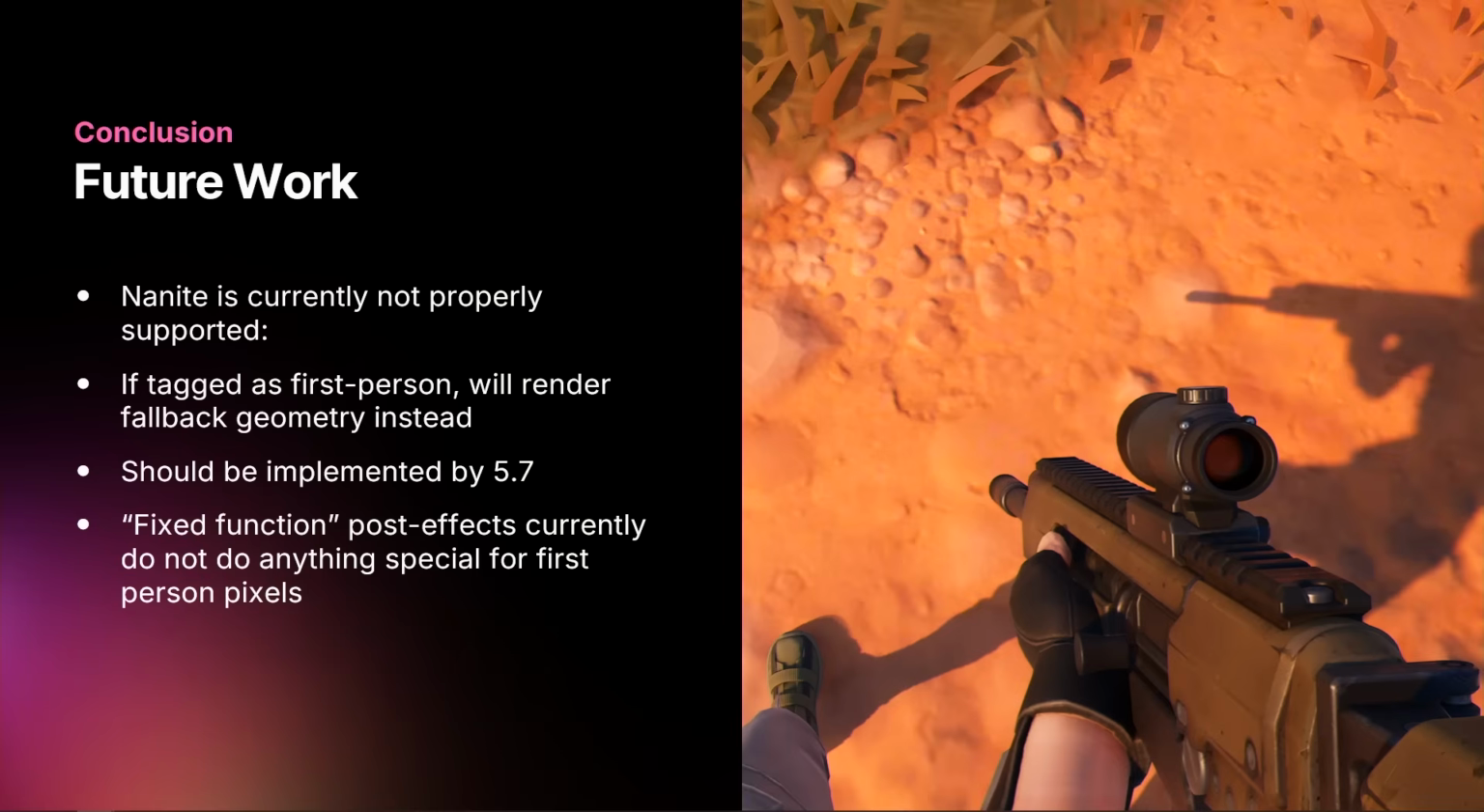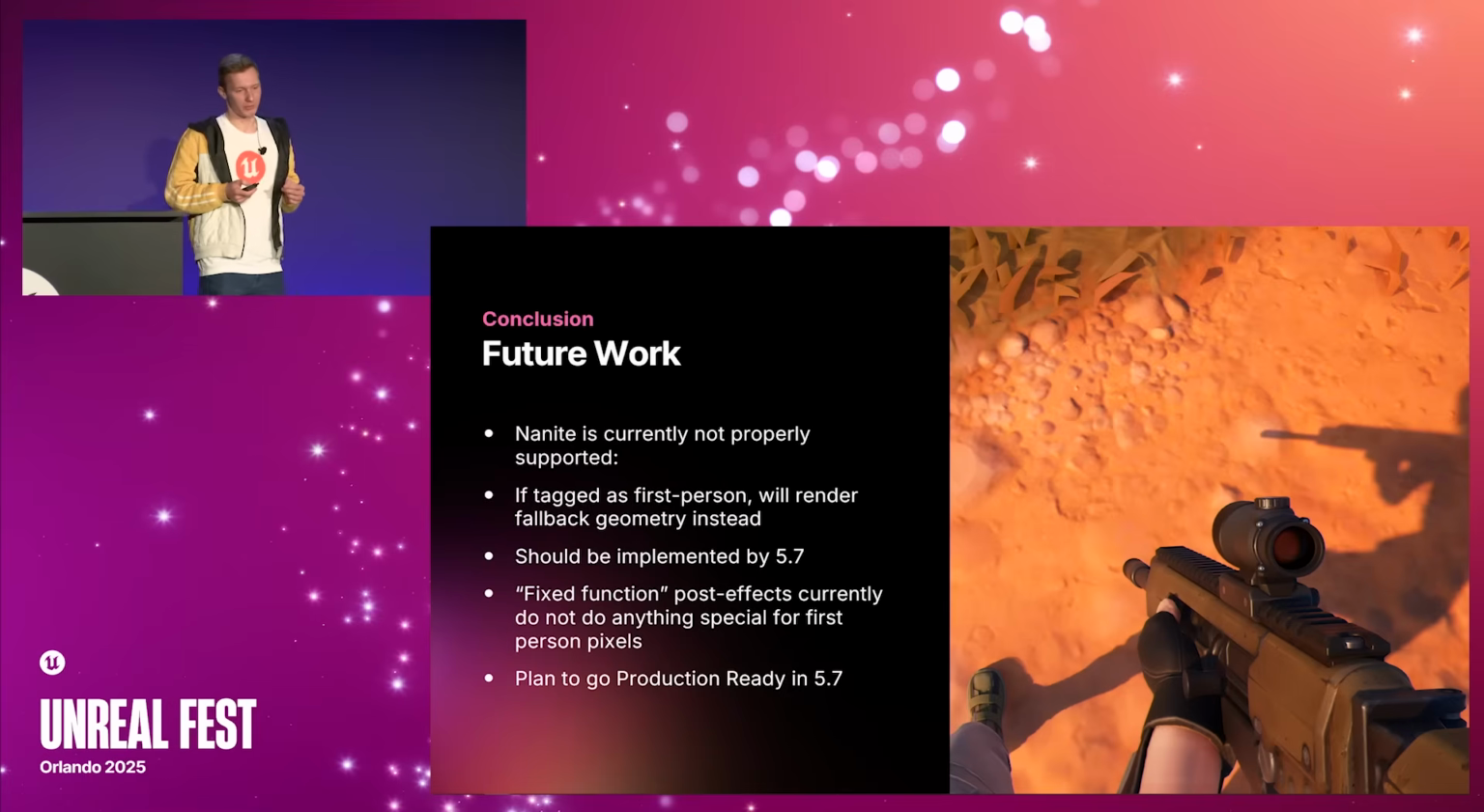And the other thing is fixed function post effects, such as depth of field, screen space ambient occlusion, that sort of thing. Currently they do not do anything special for first-person pixels, and usually they do rely on depth buffer values. And since we did horrible things to the first-person geometry, those do not necessarily make any sense anymore. So far, no complaints, but it might require some looking into. And once we fix these two things, we want to go production ready. So the current aim is to do that in 5.7, but again, no promises.